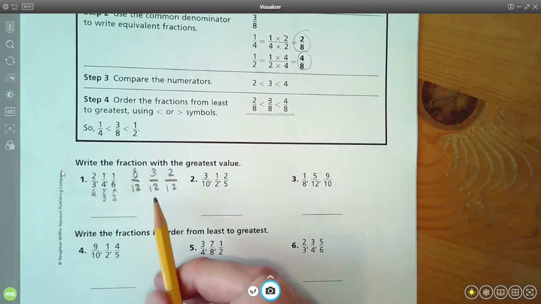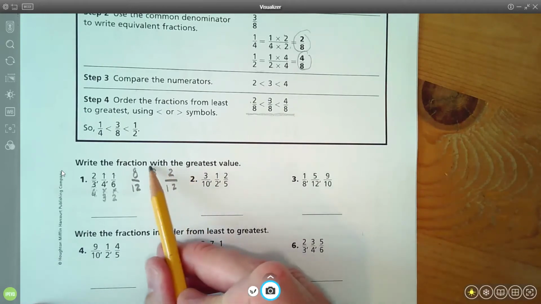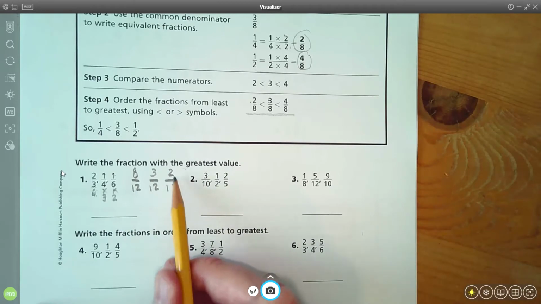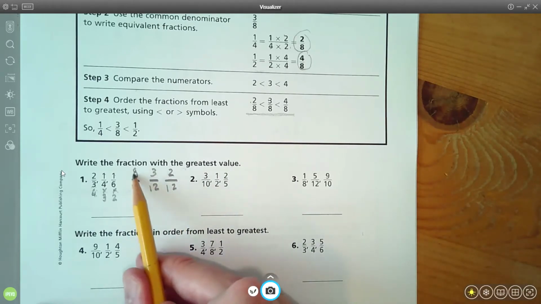Now you can see this problem gets real easy. It says order them, write the fraction with the greatest value. So who's the biggest here? Bottom numbers are the same. The bigger the top number, the bigger the fraction.